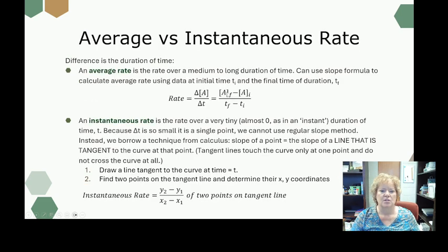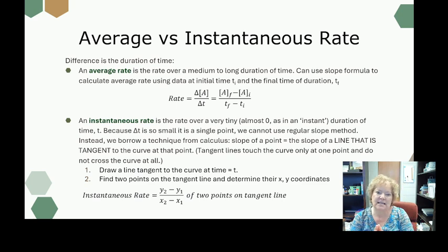Okay, so average versus instantaneous rate. Now there's two ways I can measure the rate. I can measure an average rate, and it turns out this is kind of an easy thing. It's like over some medium or a long duration of time, on average, what was the rate? So I'm not looking at how it's changing with time. I just want to know generally what the rate was. So for an average rate, over a long duration of time, I'm going to use the slope method. I can use a slope formula to calculate the average rate. It's the final concentration minus the initial concentration on top, divided by the final time minus the initial time. And that would be how I calculate an average rate.